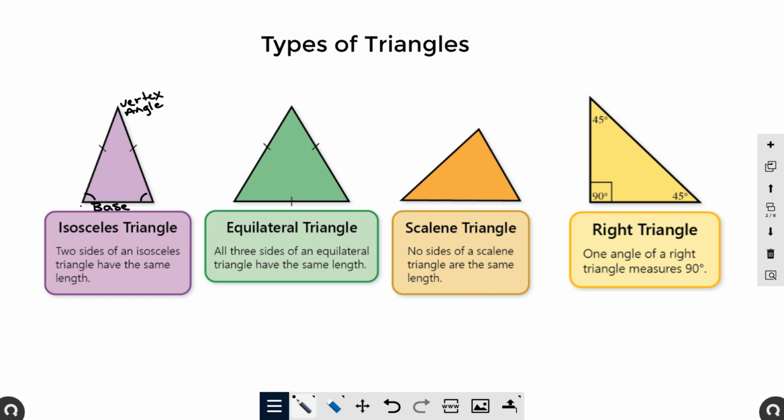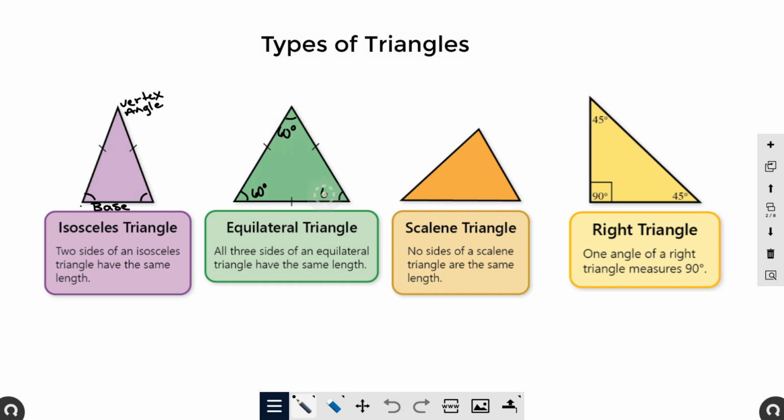Next, we have equilateral. We kind of talked about it yesterday. What does it mean to be equilateral? All sides are the same. Well, if all sides are the same, then the angles are the same. Now, in a triangle, all the angles add up to be 180. So that means each of those angles in an equilateral triangle is 60, because 60 plus 60 plus 60 makes 180. So you might want to write that in your picture.